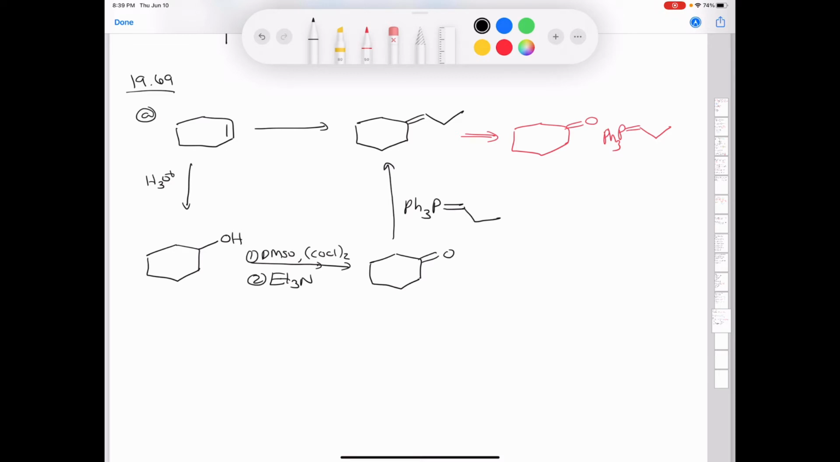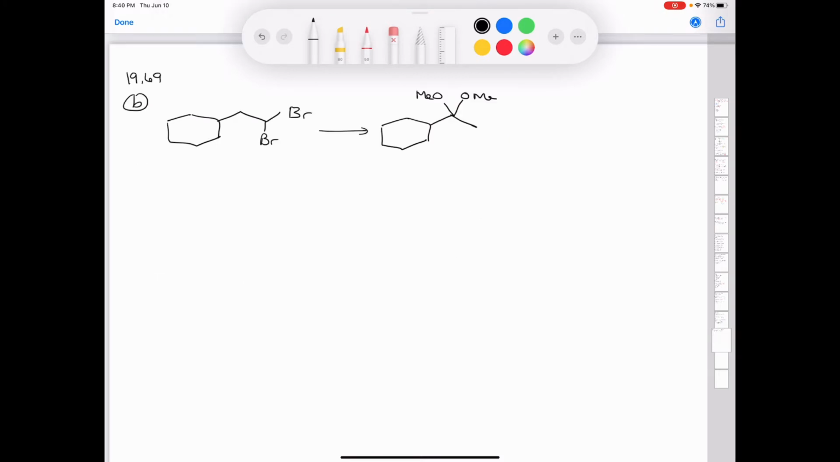That's our synthesis. Question 19.69b, we want to go from this geminal dibromo compound. We want to make this acetal. Well, the only way that we know how to make an acetal would be from this ketone and then to treat it with methanol and a catalytic amount of acid and to remove the water. So how do we get from here to this ketone?